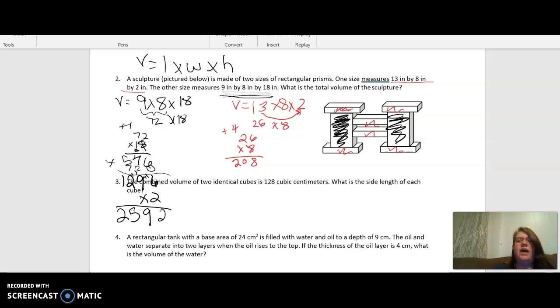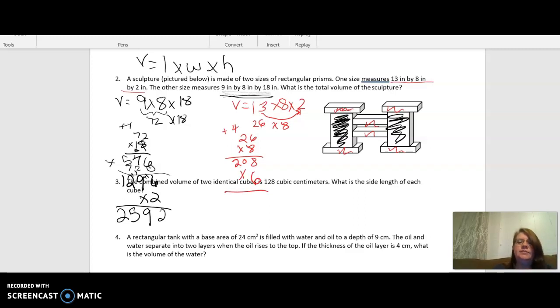Well, now I need to know how much is the total volume of all those little tiny rectangular prisms. And I know that one prism is 208. How many prisms do we have? 1, 2, 3, 4, 5, 6. So I have to do 208 times 6, right? Okay, so let's do it.